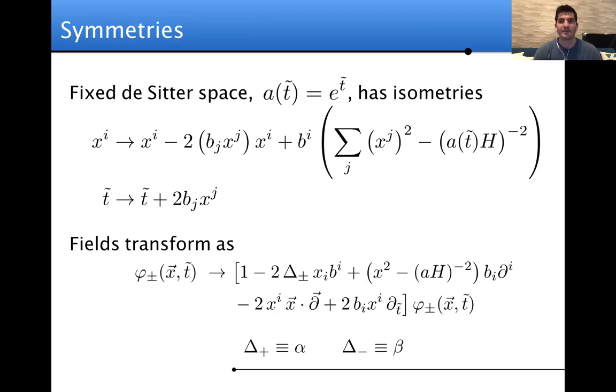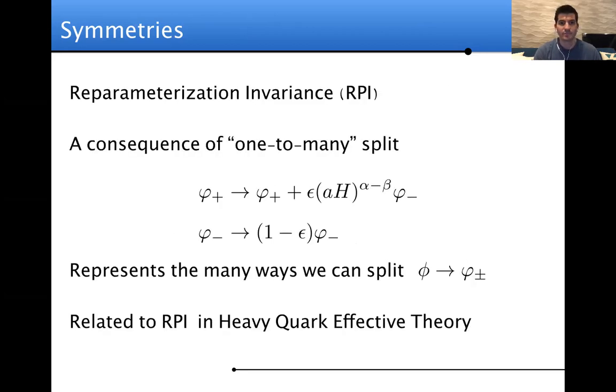And similarly, when we take the full de Sitter space, we will have not just the scaling symmetry, but also the special conformal transformations associated with the de Sitter isometries, where indeed, again, the phi plus and phi minus modes behave like scaling operators of dimension alpha or beta for phi plus and phi minus. Now, those are the obvious symmetries that descend from the UV.